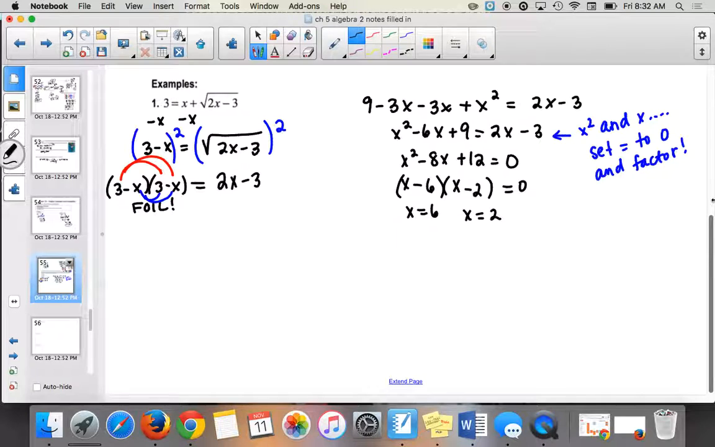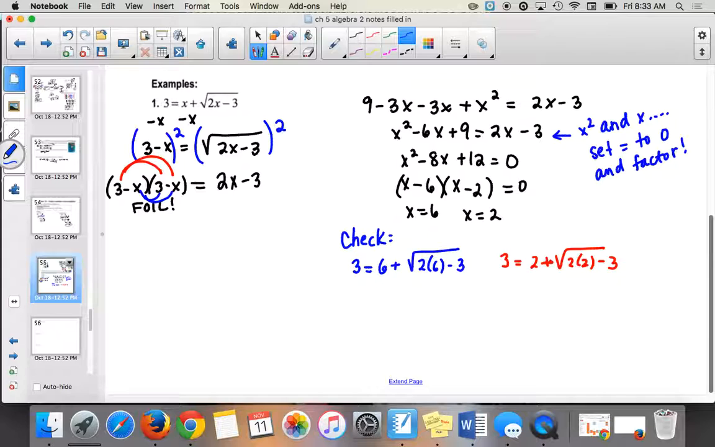So this is when you have something that you had to FOIL out, right? You're going to have to check. So go back to the original. If I plug 6 into the original, I get 3 is equal to 6 plus the square root of 2 times 6 minus 3. And if I check 2, I'm going to have 3 is equal to 2 plus the square root of 2 times 2 minus 3. We're going to check both of those.